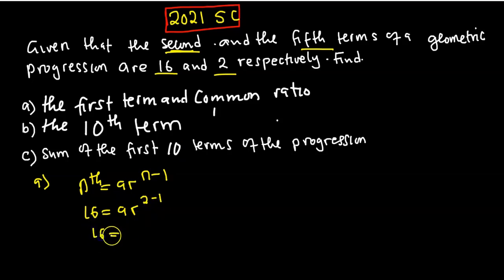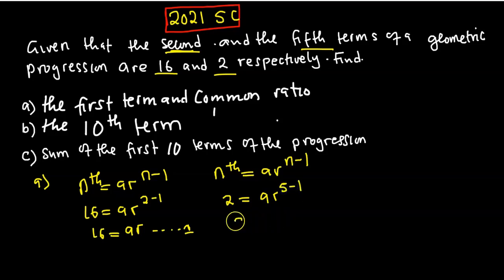So this one is 16 equal to what? A r. So this is the first what? Equation. Then nth term equal to what? A r to the n minus 1. Here we are given that is 2 equal to what? This is the fifth. So term number 5, therefore n is going to be 5 minus 1. 2 is equals to a r to the power what? The power 4. Okay? Is it? Yes. So now this is the second one.